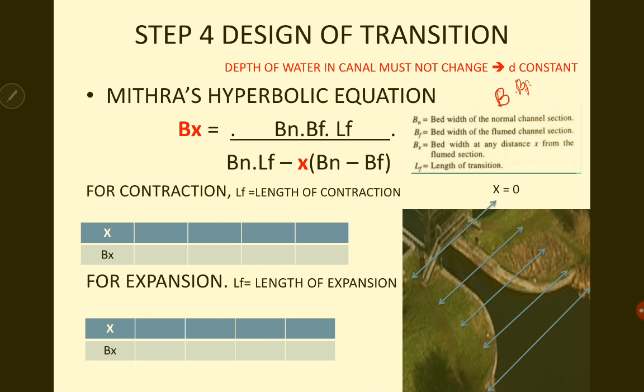LE. The next is Bn. Bn is again the normal width Lf, and x, the next unknown term, is x. What is this x? X is actually the distance of the flumed section from the aqueduct cross section. So x is equal to 2 or x is equal to 1, you have to divide this whole length, or otherwise this transition length. Let us consider this as the contraction LC. Okay, we are assuming this as the LC.